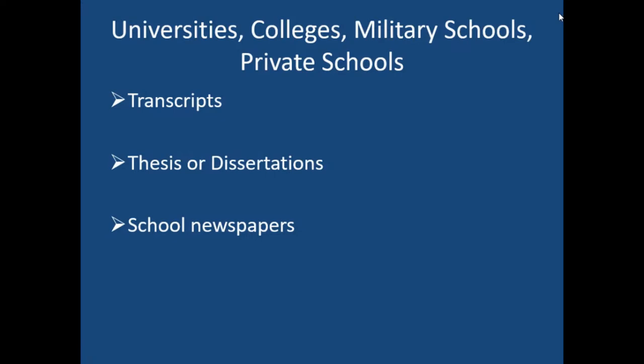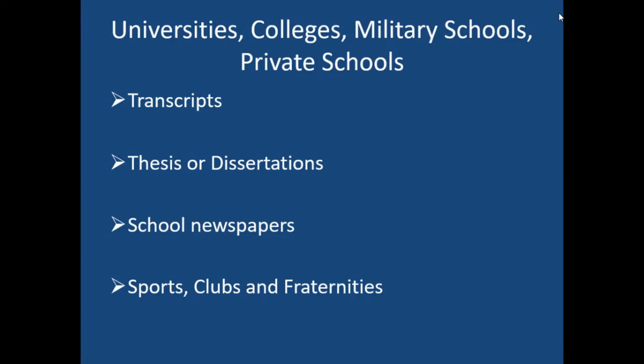Sports clubs, civic clubs, social clubs, and fraternities. Don't forget fraternities. Many of your ancestors or family members, when they went to colleges, universities, or private schools, were part of a fraternity. And so check for the sports, check for all the different clubs that they may have been involved in. And don't forget now, they may have been involved in more than one club. So if you find one, don't think, well, that's it. Look to see if maybe they were involved with more than one club.